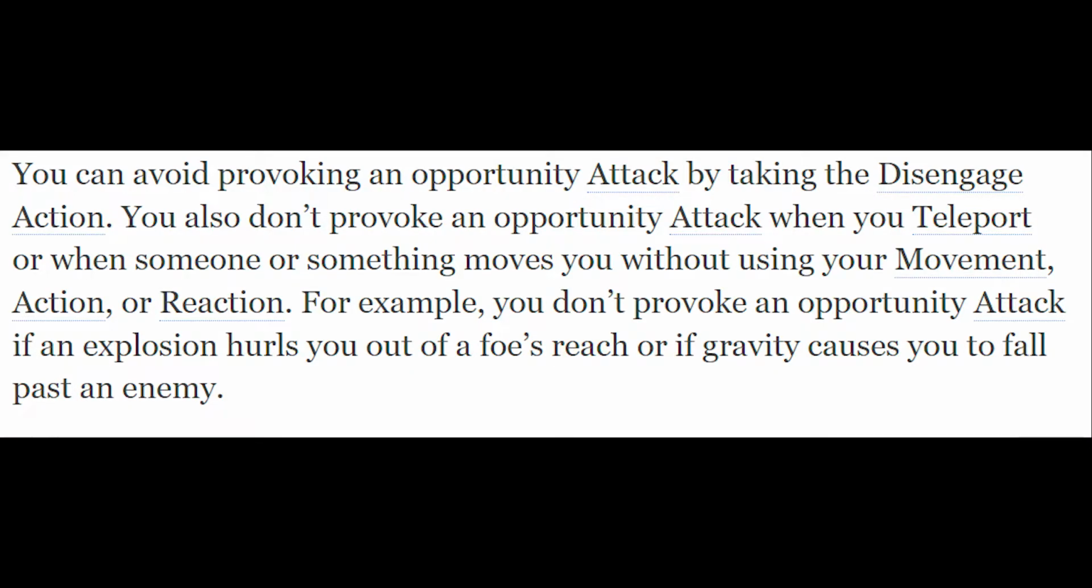Something else I'm curious how you would rule is it specifically says in an example, you don't give up an attack of opportunity if you're falling past someone or if you're not using your movement. So if you could jump 20 feet, hypothetically, you jump past a bad guy. Do they get an attack of opportunity as you're flying past them? I know how I would rule that, but I'm curious to see in the comments how you would rule that. Do you get an attack of opportunity if you jump past someone?